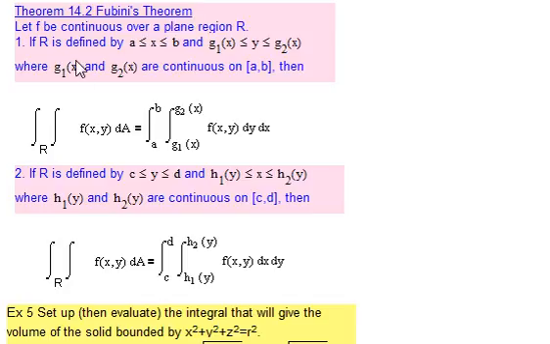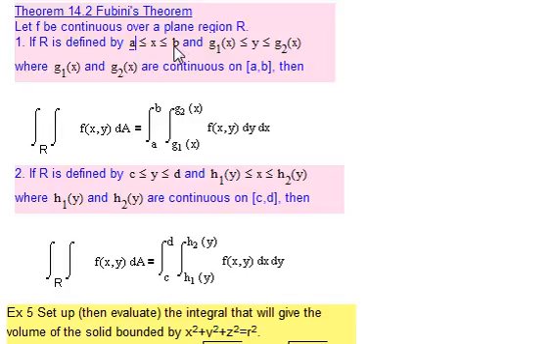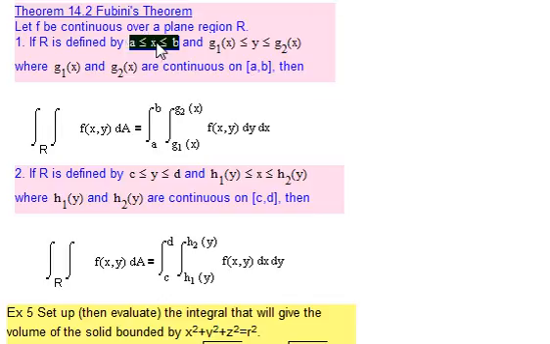Well, here's an interesting theorem called Fubini's theorem. If f is continuous over a plane region R, and R is defined by a region where x has number limits and y has a function of x as a lower limit and a function of x as the upper limit, and they are also continuous on the interval x equals a to x equals b, that's this interval, right?